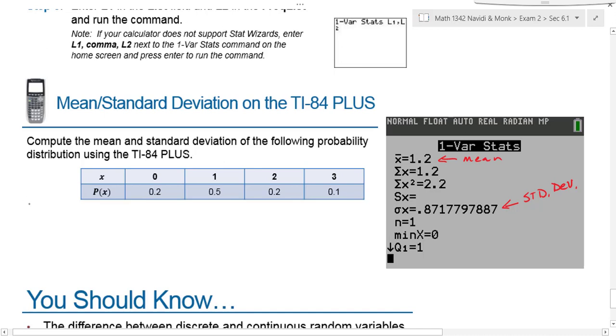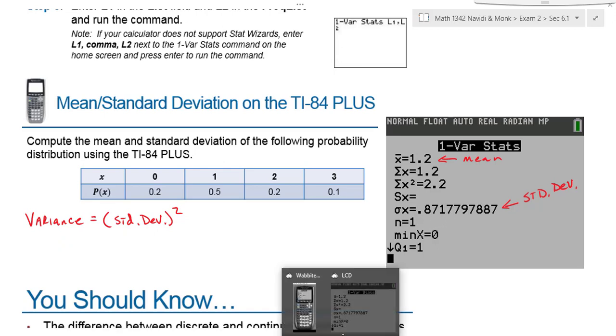I didn't ask you to find the variance here, but we're going to find it anyway just so I can take you through the process of how you find the variance on the calculator. The variance is the square of the standard deviation. The variance is sigma squared. The standard deviation is sigma. If I were to hit 0.8717 squared, let's show you what happens.